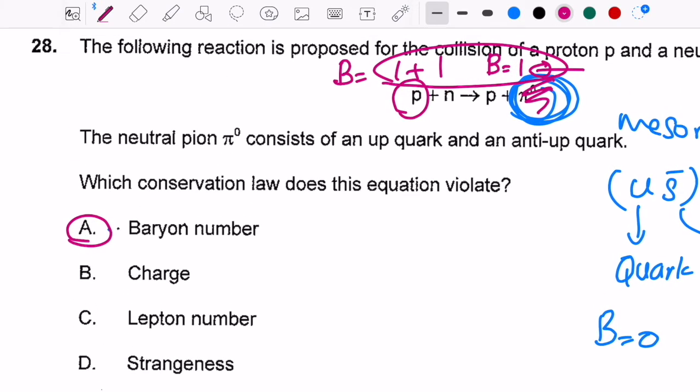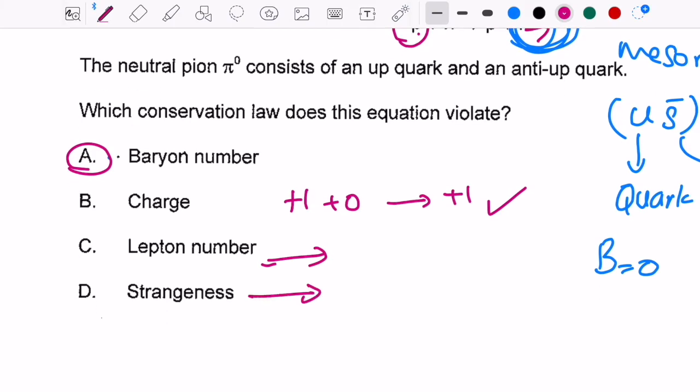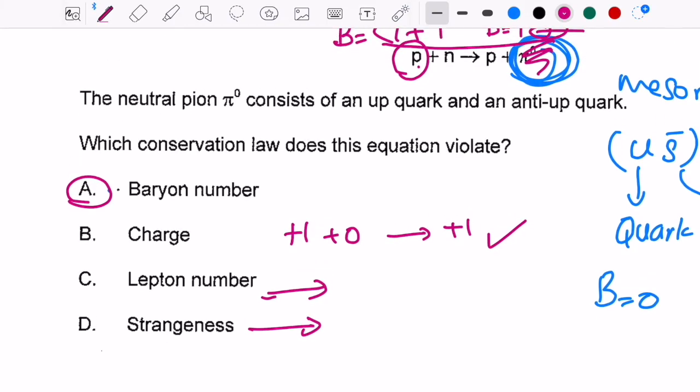Charge: proton is plus 1, neutron is 0, and the right hand side is also plus 1, because a meson does not have a charge, so this is not violated. Lepton number: there are no leptons. Strangeness: we don't even know the quark composition of the meson, so we can't predict that, but we definitely know the baryon number is violated.